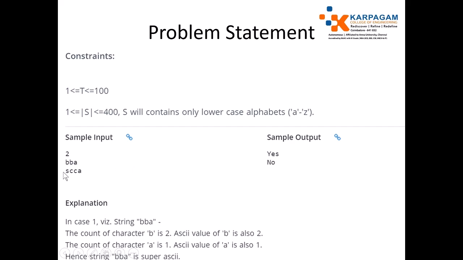If you give the input SCCA, here A comes one time and C comes two times, so it fails and will return no. The count of character C should be 3, but it appears only 2 times, and S should appear more than 10 times. The value of S, when you assign from 1 to 26, is greater than 15, I think. But S appears one time here, so the output will be no.